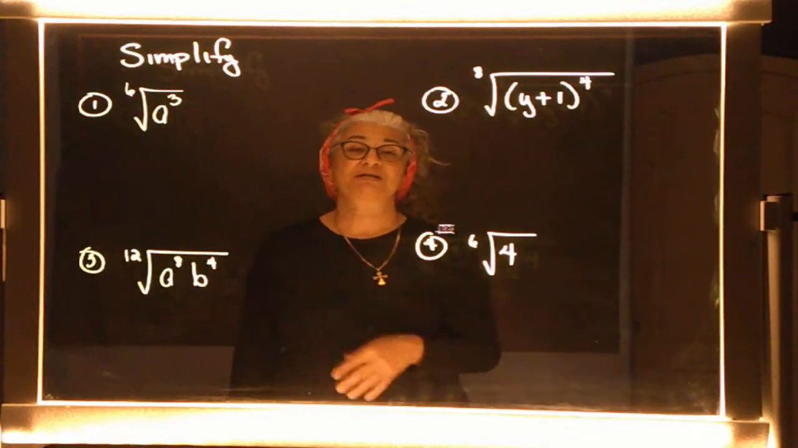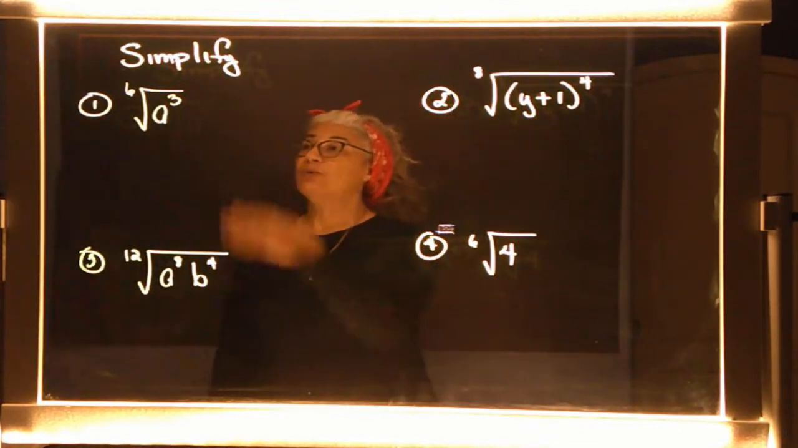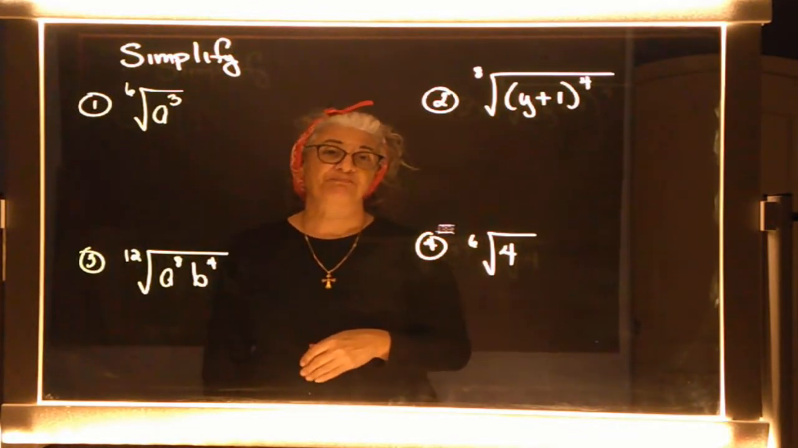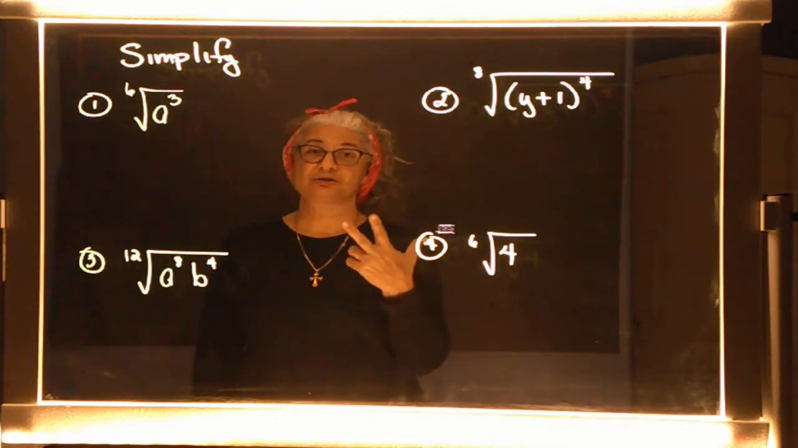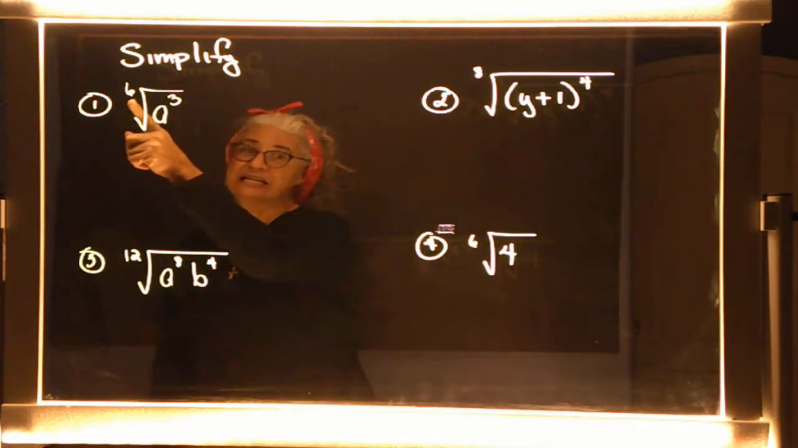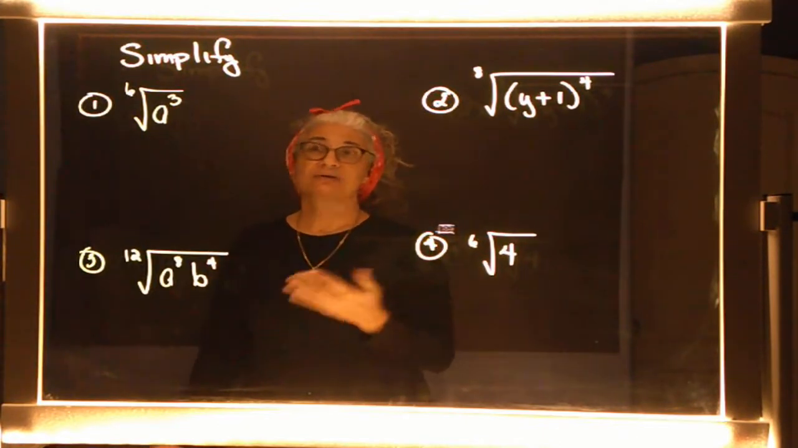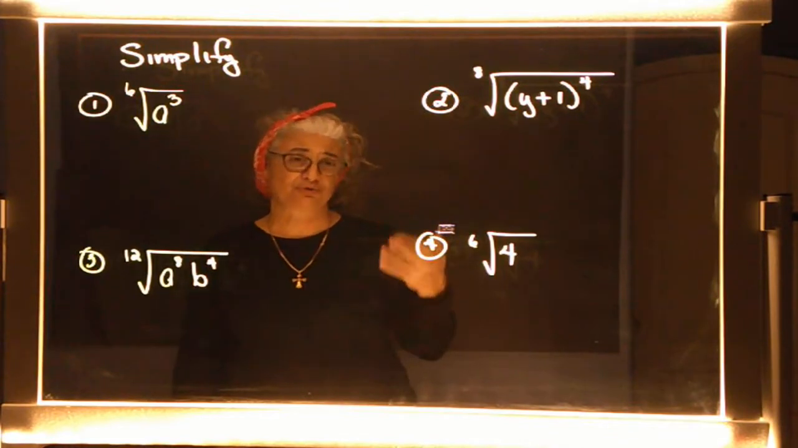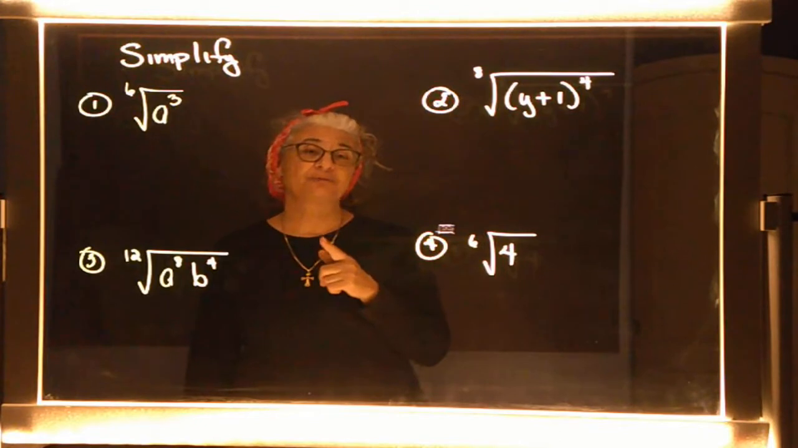All right, so let's look at some examples. The directions simply say simplify. So, number 1, they want us to simplify the 6th root of a to the 3rd. Now, we've looked at these before, and we realize there's 3 a's under there, but according to this index, I need 6 of a kind to take 1 out. Well, clearly I don't have 6 of a kind, right? So there's no way I can take an a out. Do you agree? However, I can still simplify this.